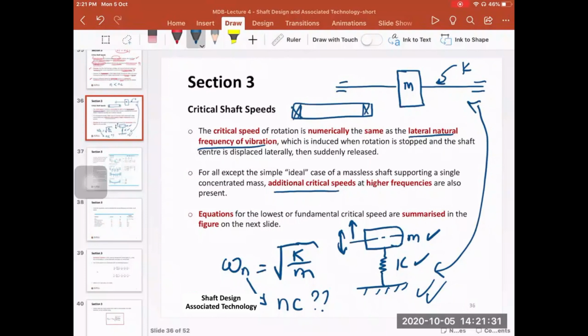sorry, let me just go back for a second to this. In this case, we have only one critical speed. But if you have a continuous shaft like this with a distributed mass, you have more than one critical speed. The one that we are going to focus on all the time is called the minimum critical speed, and we want our operating speed to be less than this minimum critical speed. This is the minimum, or the fundamental, critical speed.